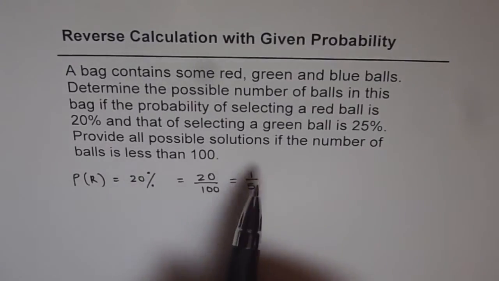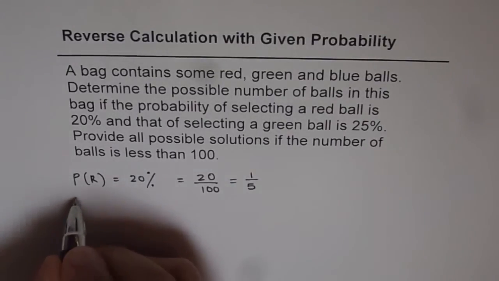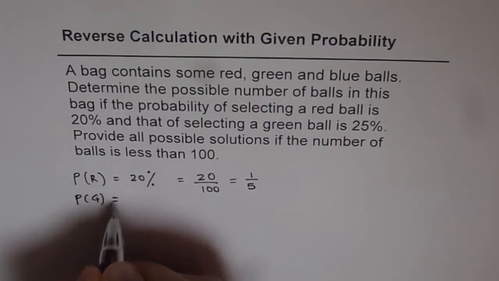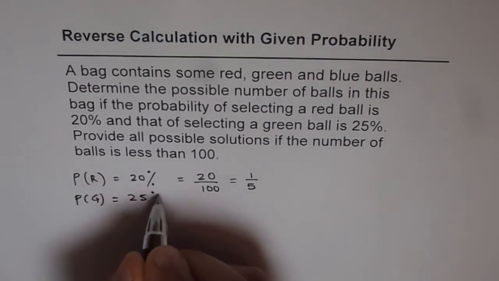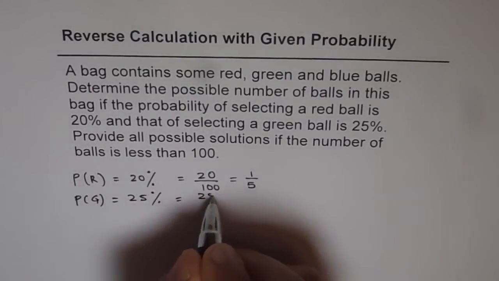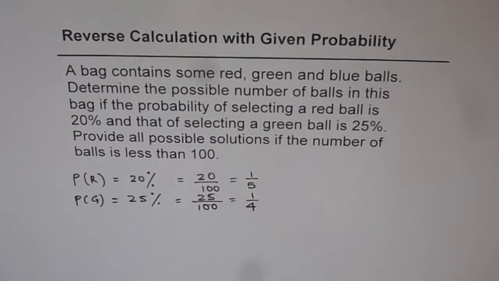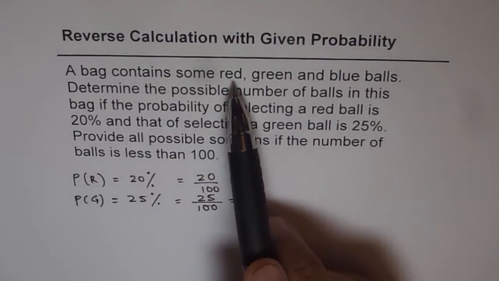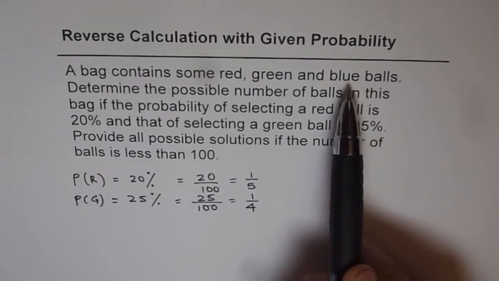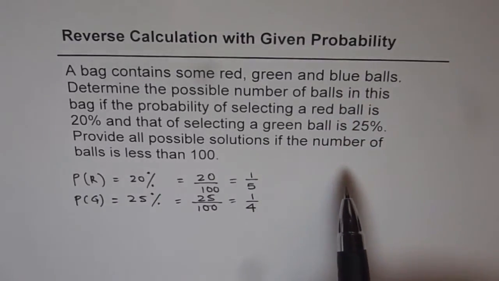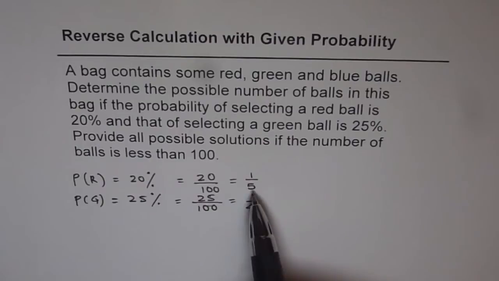You're also given probability for the green ball, and the probability for the green ball is equal to 25%. Now 25% is 25 out of 100, which is a quarter, 1 over 4. This is what you're given. Now there are three kinds of balls: red, green and blue, right? Now out of these, 1 out of every 5 is red and 1 out of every 4 is green. We need to figure out how many balls could there be.